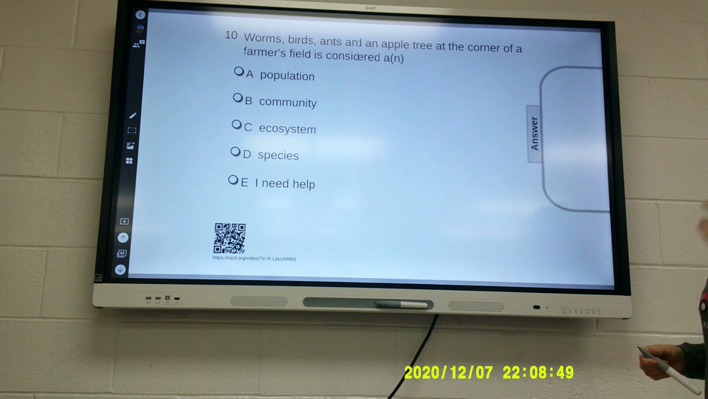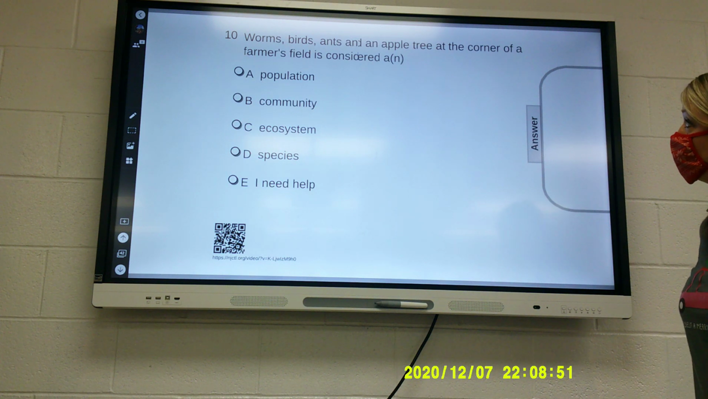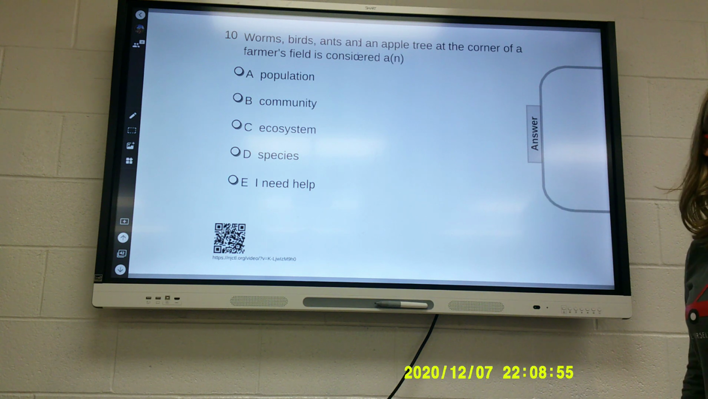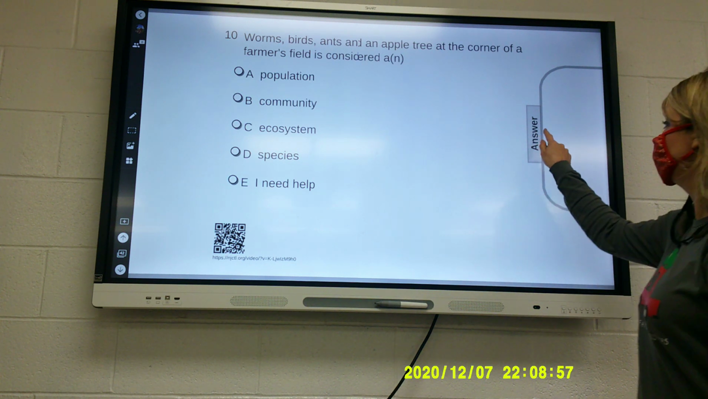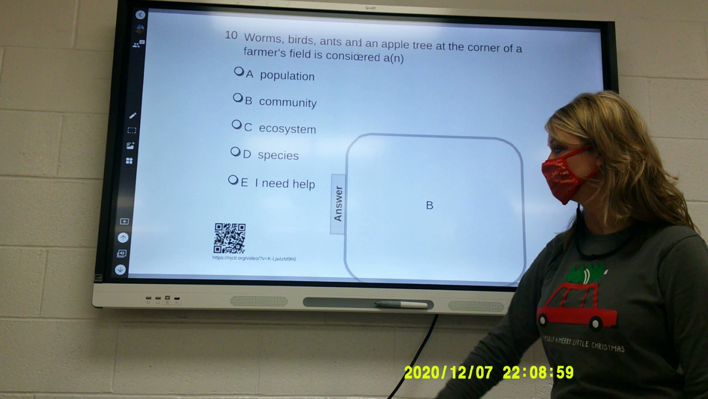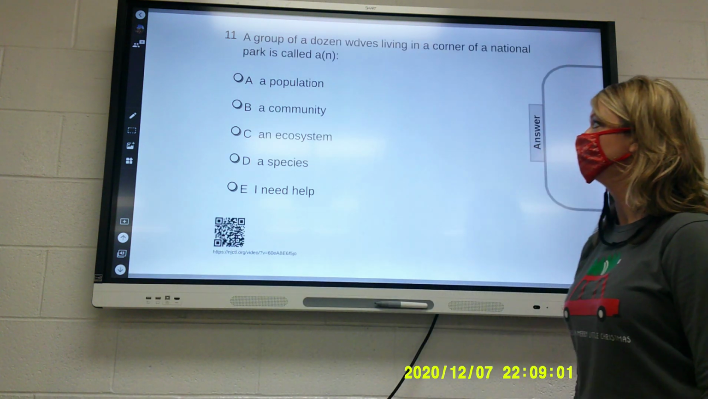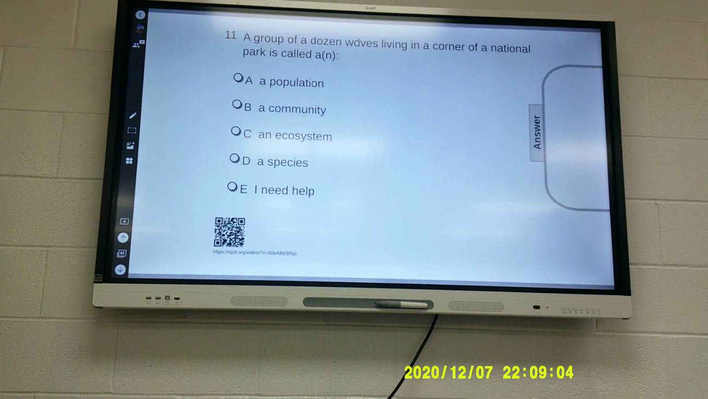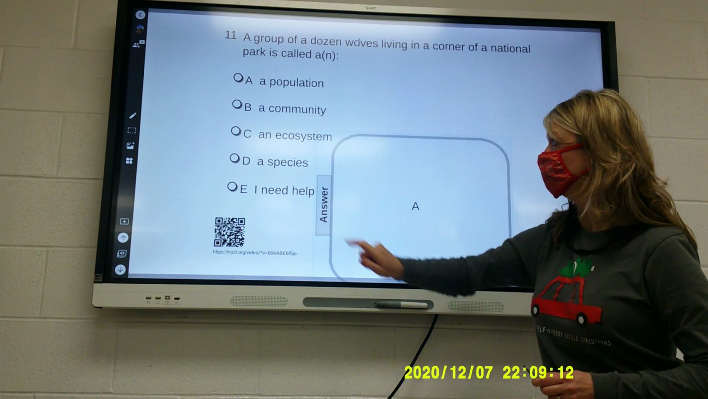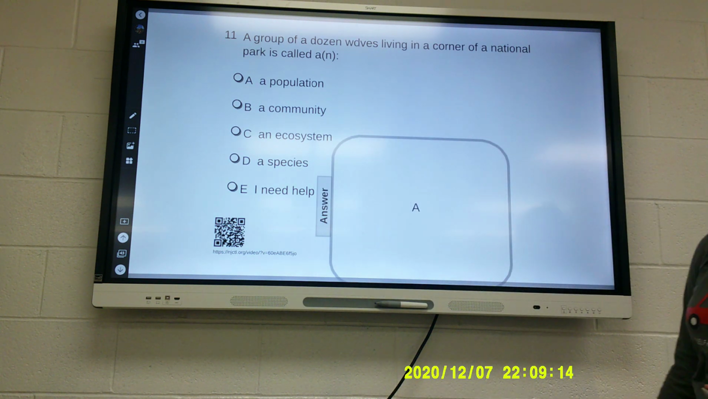Worms and birds, ants, and an apple tree at the corner of a farmer's field. Population, community, ecosystem, species. Community. Community? So B is correct. A group of a dozen wolves living in a corner of a national park. Population, community, ecosystem, species. Species. No, population.